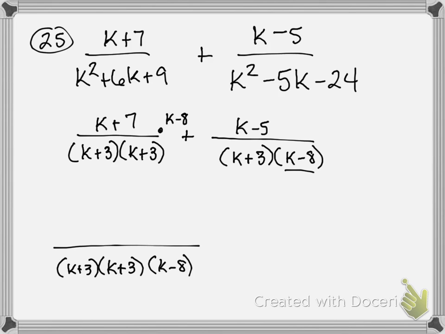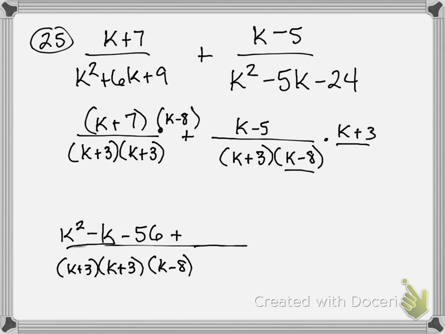So we've got k plus 7 times, let's see, I need to go ahead and FOIL that. k plus 7 times k minus 8. So that's k squared minus 8k plus 7k is minus k minus 56. Plus, what does this piece need? It needs one more k plus 3. So k plus 3 over k plus 3. So what does that give me? That's k squared plus 3k minus 5k is minus 2k minus 15.